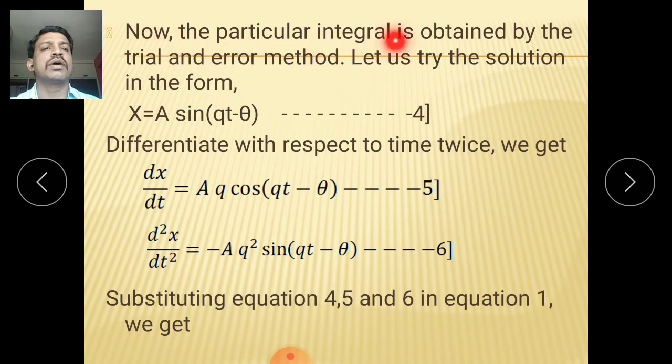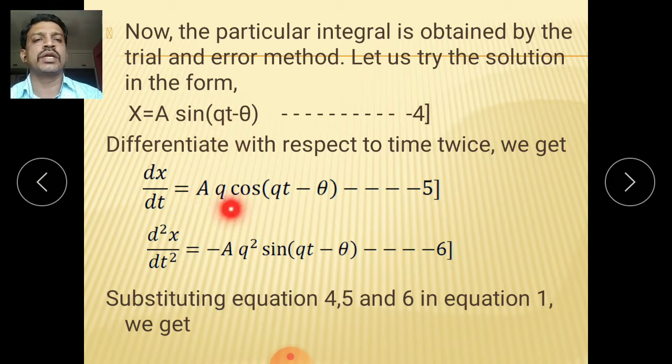Now the particular integral is obtained by the trial and error method. Let us try the solution in the form x equal to a sine qt minus theta. So here we consider one type of solution, that is x equal to a sine qt minus theta. Differentiate with respect to time twice. If we first differentiate with respect to time, we get dx by dt equal to a, the derivative of sine qt minus theta is cos qt minus theta, and again the derivative of qt is q.